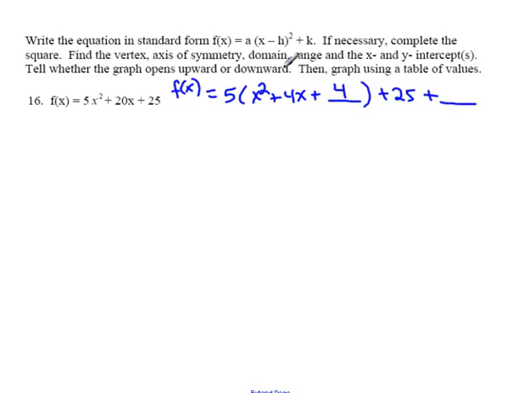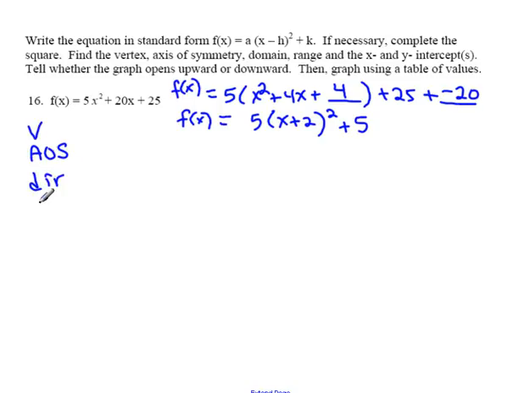So since I added 5 times 4, which is 20, I need to add negative 20 to cancel that value. All right, so all we have left to do here is to factor. So that's going to be (x + 2) quantity squared, and add plus 5. Now it's in standard form. We can find the vertex, axis of symmetry, direction of the opening, domain, range, transformations, and sketch our graph.